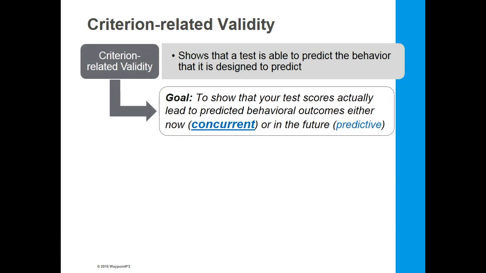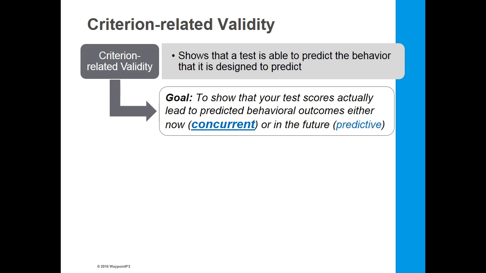Now, with criterion-related validity, we're interested in whether the assessment that we have created actually predicts behavior. We do that in one of two ways, concurrent or predictive, or both. Concurrent just means that we administer the assessment today and analyze the results today to see if the test scores correlate with actual performance or behavior. I'll show you an example in a minute.